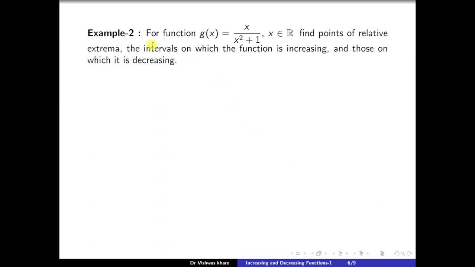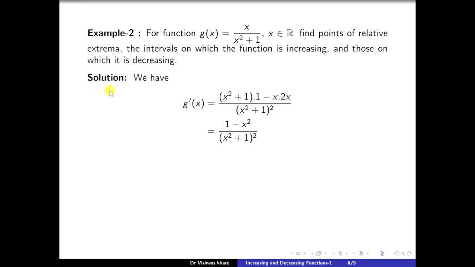Now let us take this second example. Our function g(x) is equal to x upon x square plus 1, x belongs to R. Find the points of relative extrema, the intervals on which the function is increasing and those on which it is decreasing. Let us see the solution.